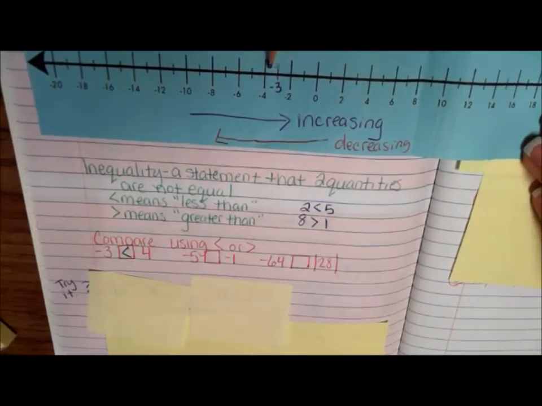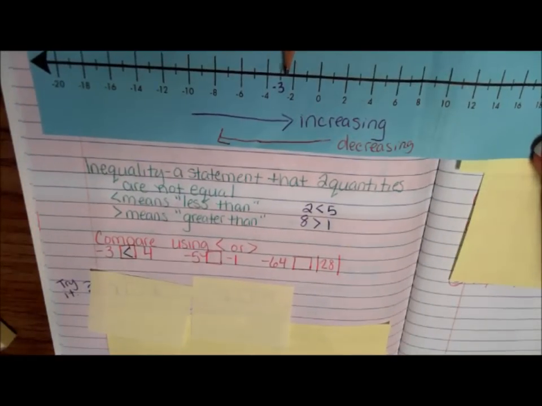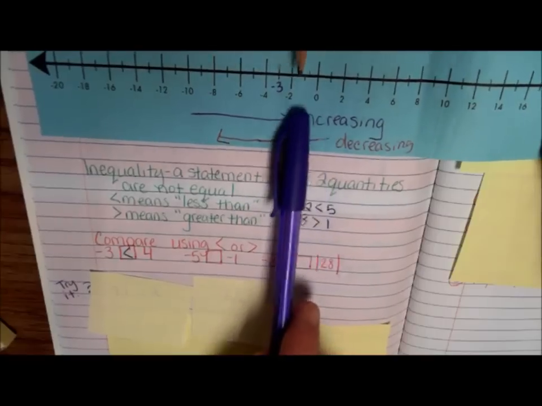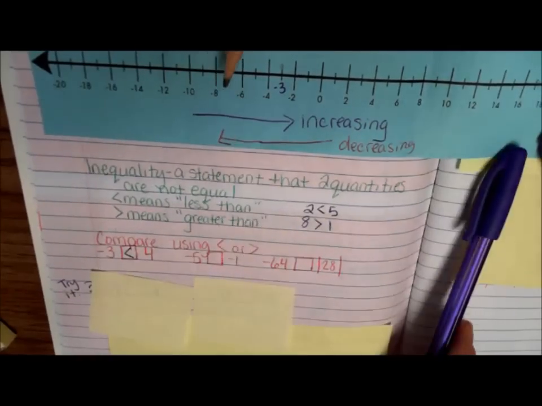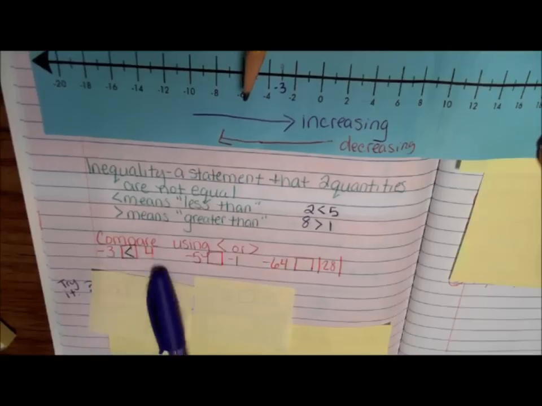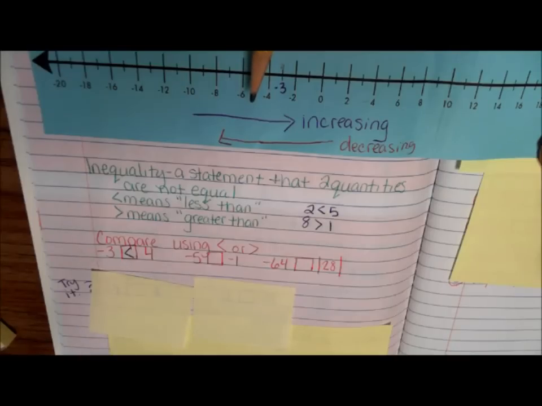And guys, let me give you a big hint. A negative number, if you look at your number line, all the negative numbers are to the left of the positive numbers. So if you're comparing a negative number and a positive number, that negative number is always going to be smaller than the positive number.